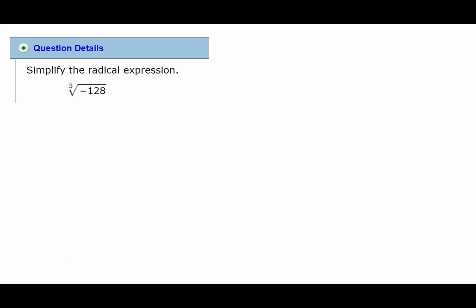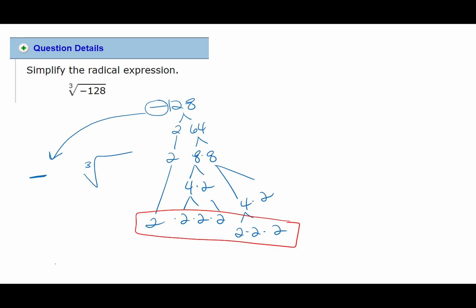Okay, let's try that again with the index number of a 3. This will be negative 128. What I want you to do when it's a negative, I want you to make the factor tree as if the negative wasn't there. I don't want it to complicate your factor tree. We'll just take this negative and it will be part of the outside of the radical. So if that helps you, you can just go ahead and remove the negative and bring it to the outside of the radical.